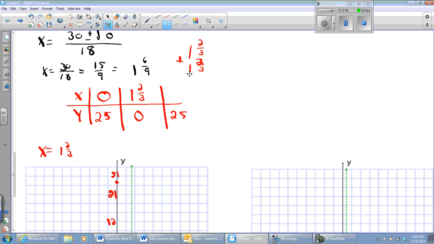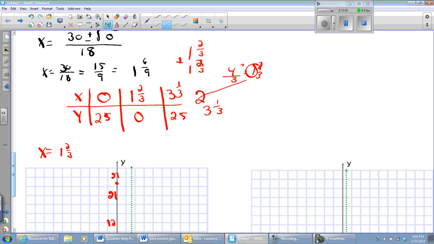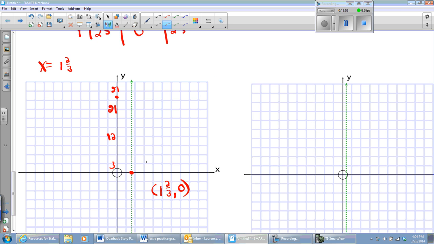Well, these make 2. 2/3 and 2/3 is 4/3, same as 1 1/3. So now if I add the whole numbers, I go up to 3 1/3. Okay, so 3 1/3 will get me the other 25. So I'll go to 3 1/3 and it'll be right about there. So that'll be 3 1/3, 25, and then 0, 25.